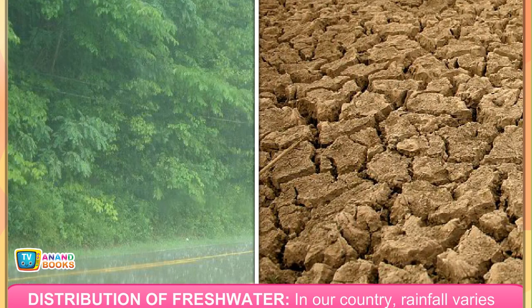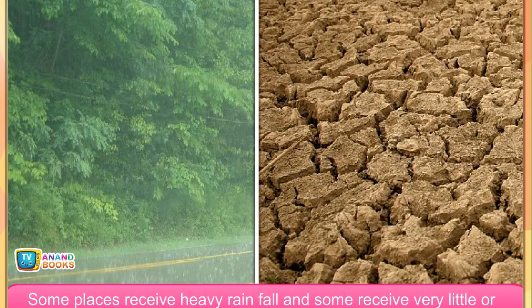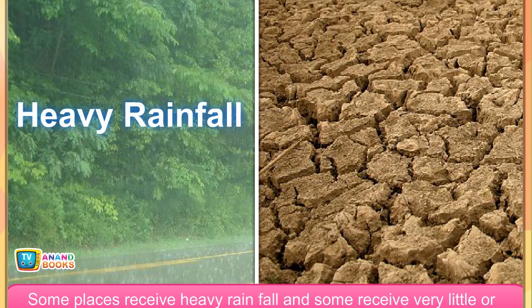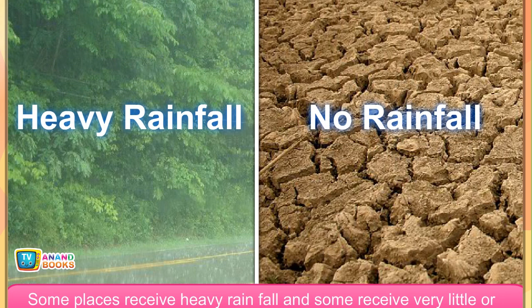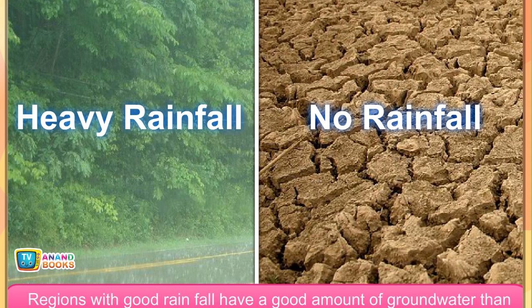Distribution of fresh water. In our country, rainfall varies from place to place and the distribution of water is uneven. Some places receive heavy rainfall and some receive very little or no rainfall. Regions with good rainfall have a good amount of groundwater compared to the other places.